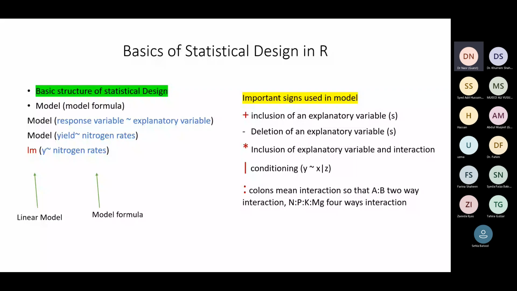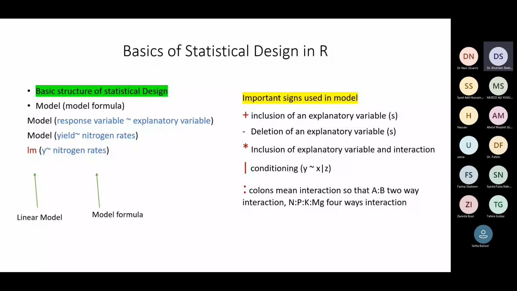The fourth sign represents a specific formula, for example, y into x into z in this case. Colon means whether the interaction will be two-way or four-way. For example, in this case, you have shown AB is a two-way and nitrogen, phosphorus, potassium, magnesium is a four-way interaction. So this is all about the first slide.